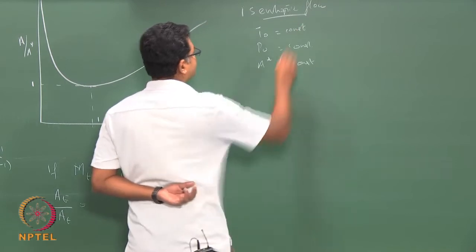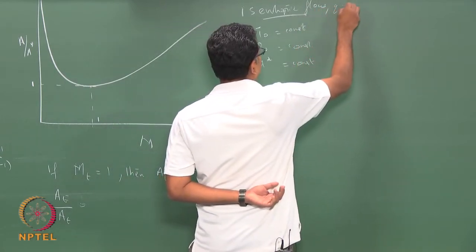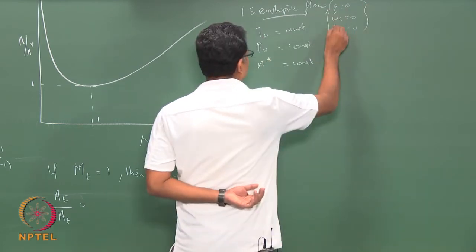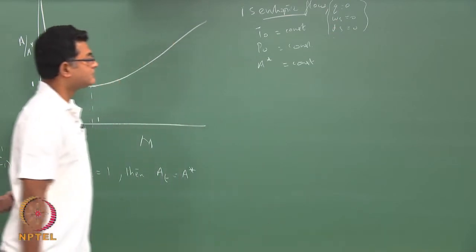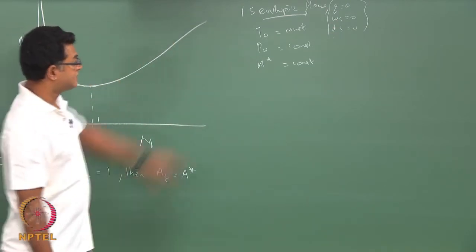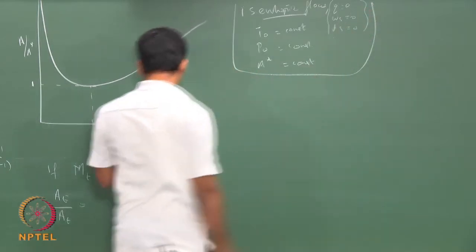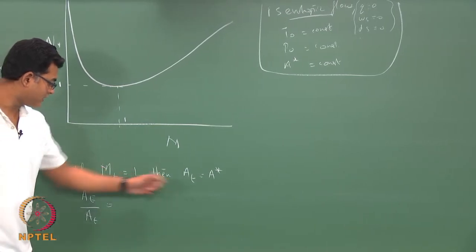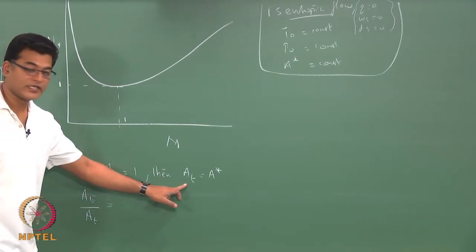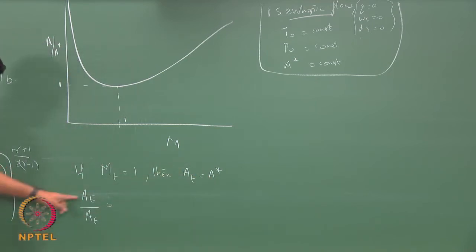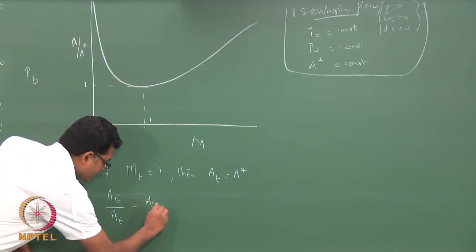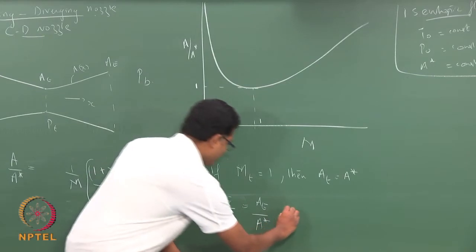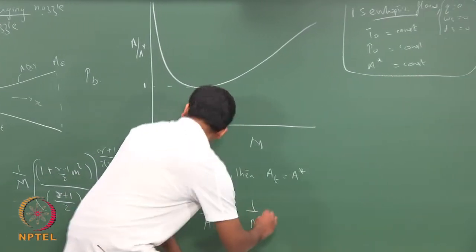This is under the assumption of isentropic flow with no heat, no shaft work, no entropy change. Under this assumption, these three are always true, which we will assume here. So, when the Mach number at the throat is 1, we can call A throat my A star, which means I can write AE by A throat as AE by A star, which now only depends on your Mach number.